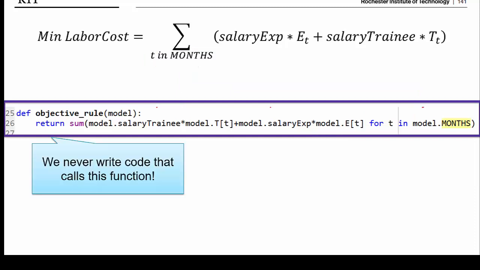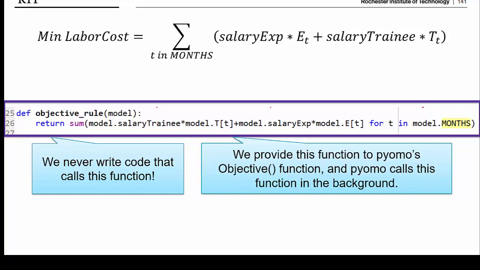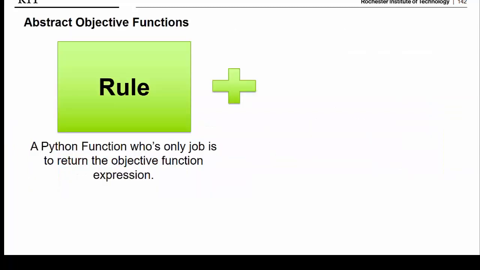So this whole thing here is a function that, when it's called, returns the expression for our objective function. But the curious thing is we personally never write code that calls this function. What we're going to do is provide the name of this function to Pyomo's objective function, and it's going to call this function in the background. So the next part is to write the code that does that.